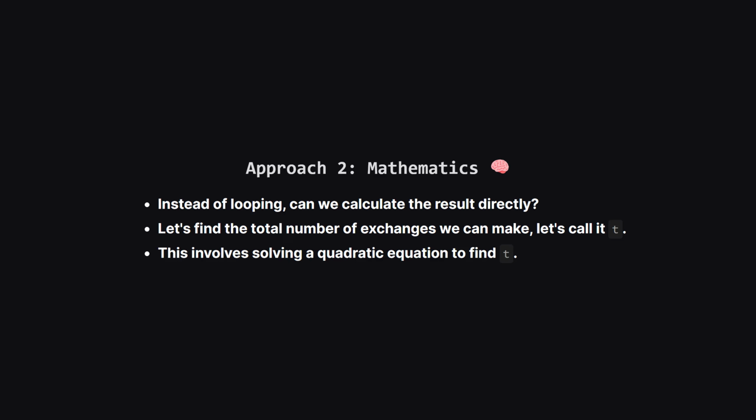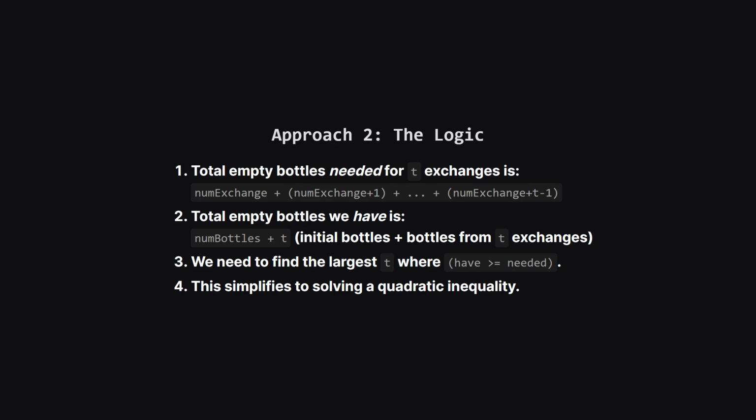The core idea is to figure out the total number of exchanges, let's call it T, that we can possibly make, all at once. So how does this work? Well, if we make T exchanges, the costs will be an arithmetic series. We can sum that up to find the total empty bottles we'd need.